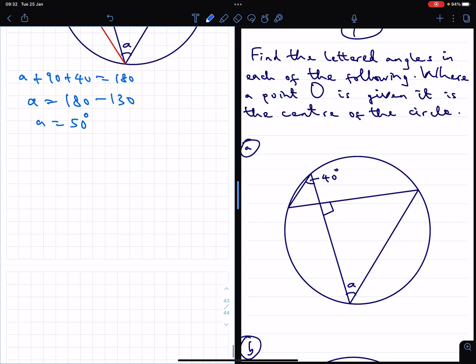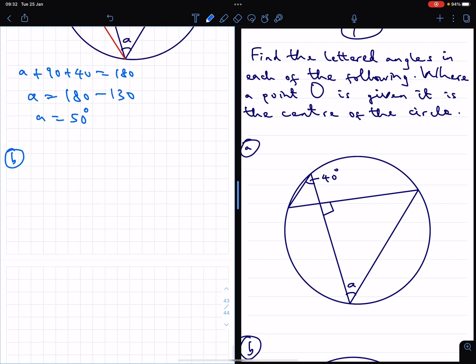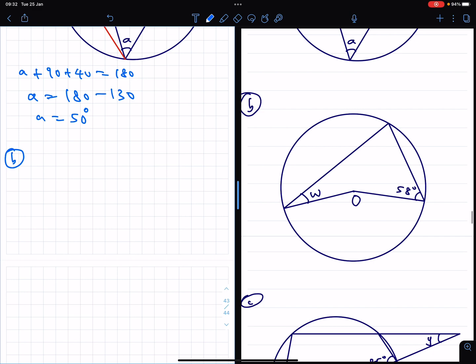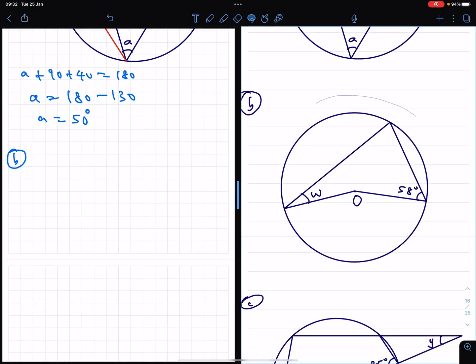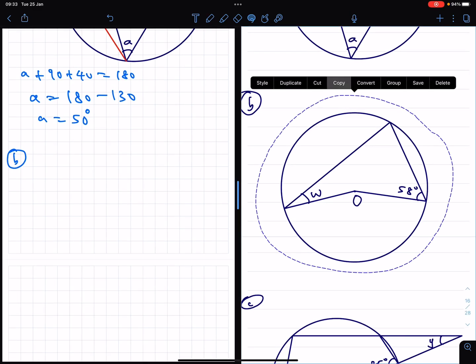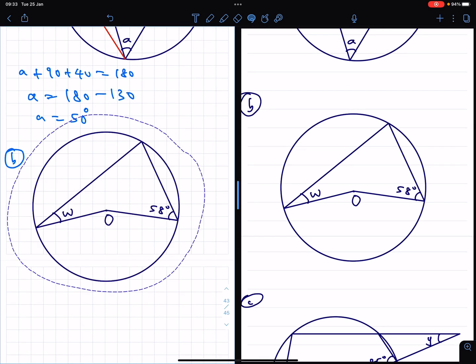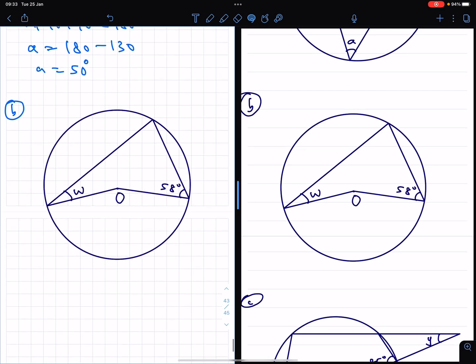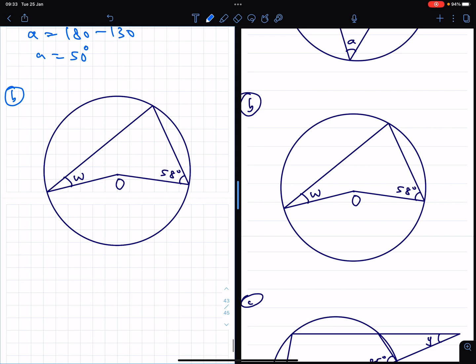Now we go straight to the next, which is B. Let's copy the diagram. That's B. How do I find angle W? If I construct another radius here, that means this triangle is an isosceles triangle, and its base angles will be equal. So this angle and this angle are equal. That means this angle is also 58 degrees.